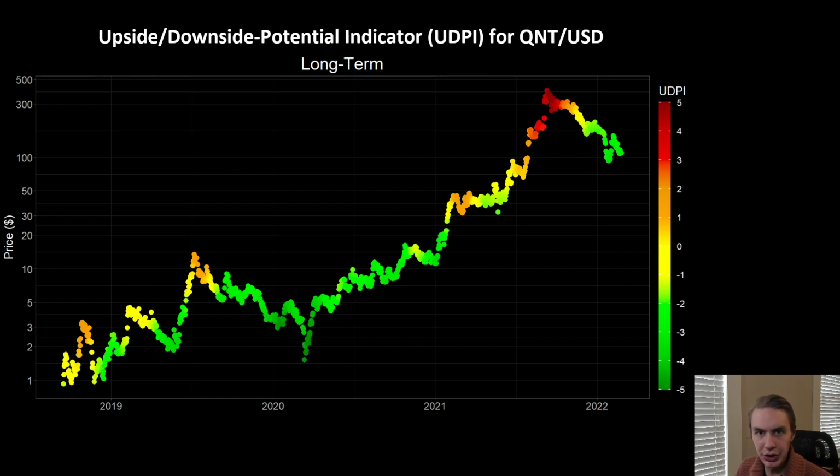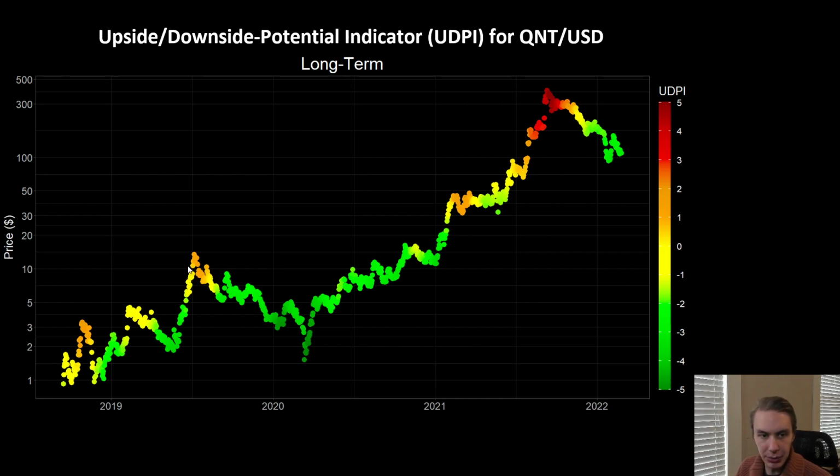If you're returning to the channel, you're quite familiar with our upside downside potential indicator, UDPI. This is a risk indicator, so scores that are high, so 5, is high risk. That's when the upside potential is quite low and downside potential is quite high. -5 is low risk. That's when the downside potential is quite low and upside potential is quite high.